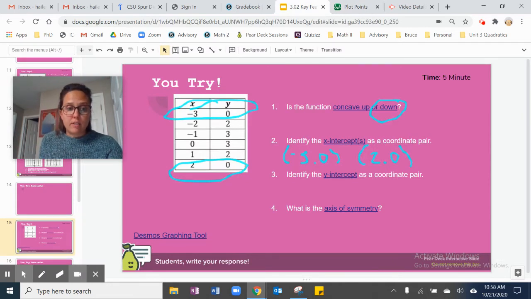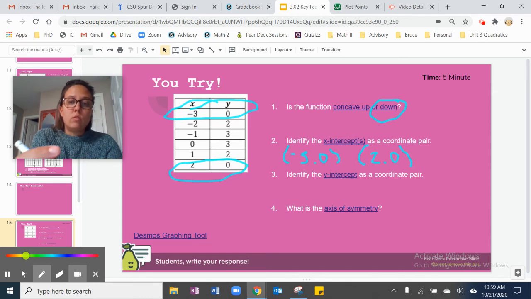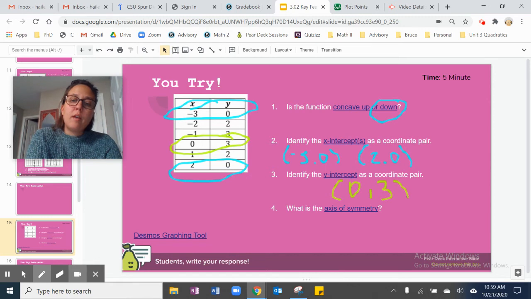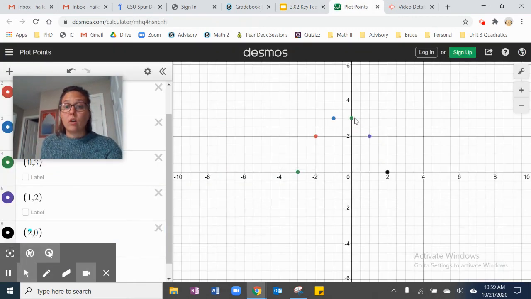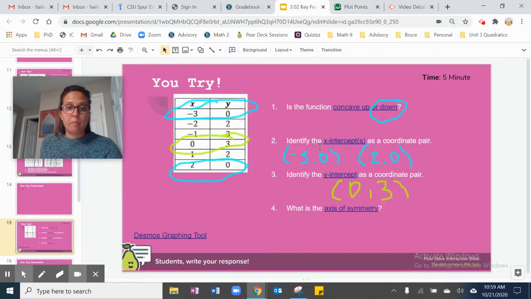The y-intercept is the same. For the y-intercept, we said it's where x = 0. It's opposites, right? So where does x = 0? Well, we know that it equals 0 here. So 0, 3. But if you are confused, go back to your graph and you can click on the green dot, which is touching the y-axis, and it gives you that coordinate.